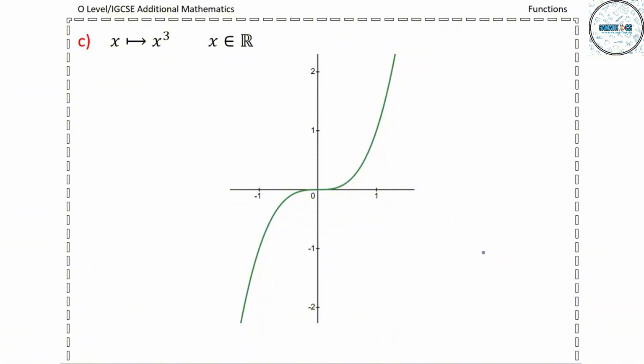Let's see this one where x is mapped to x cube. It is a cubic function and x belongs to real numbers. We will do a vertical line test. We will draw vertical lines at different points.